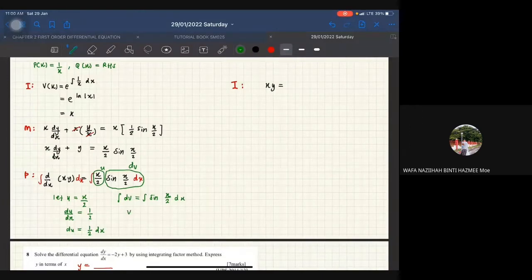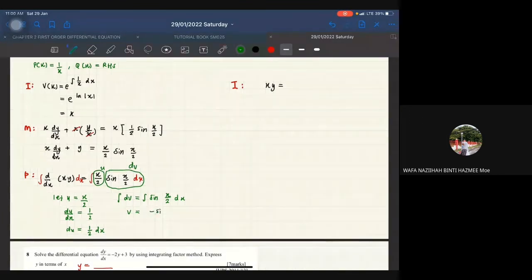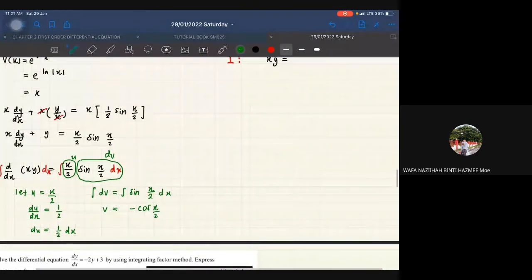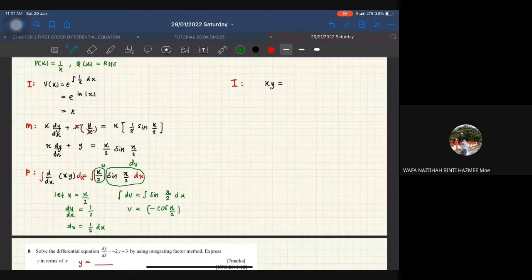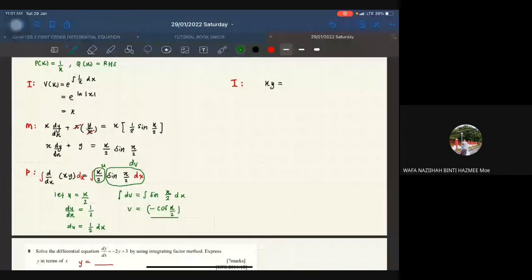Okay, so kita integrate both sides. So belah kiri dapat v and then right hand side we get negative sine x, not sine, it's cos. Negative cos x over 2. Okay, and then kita kena divide with differentiation of x over 2, which is 1 over 2. So awak akan dapat negative 2 cos x over 2. Betul?